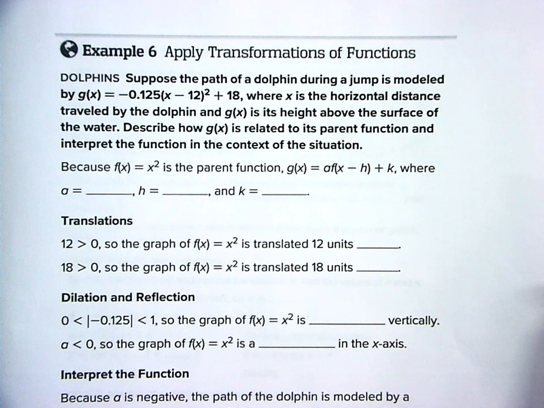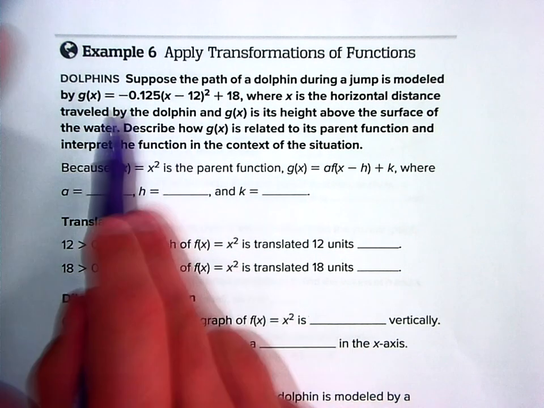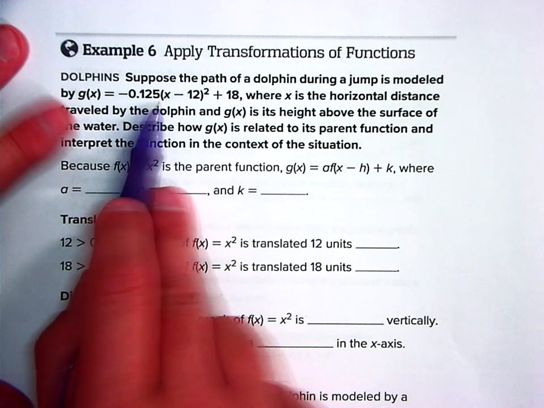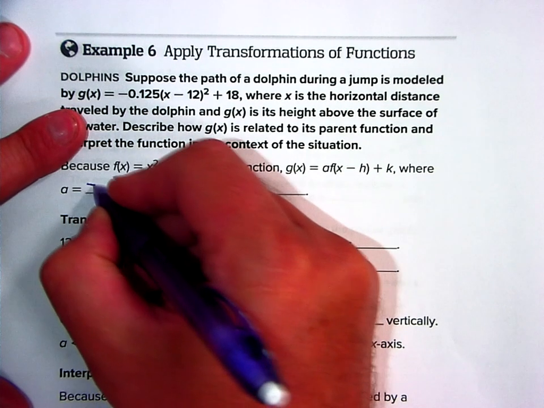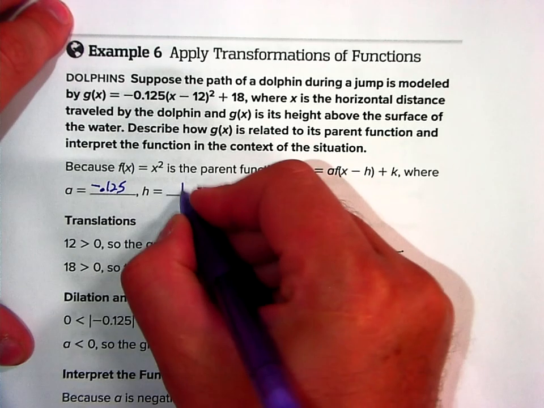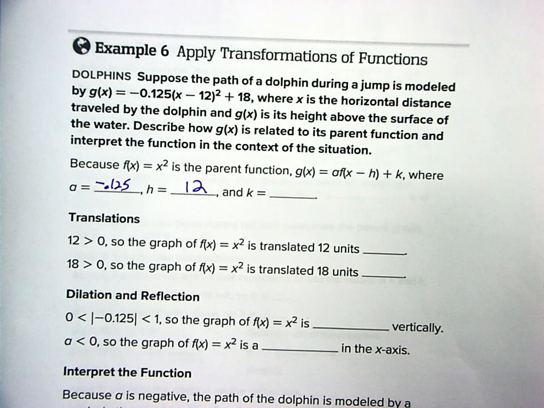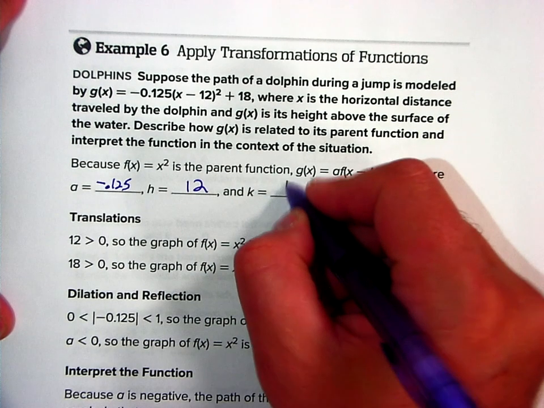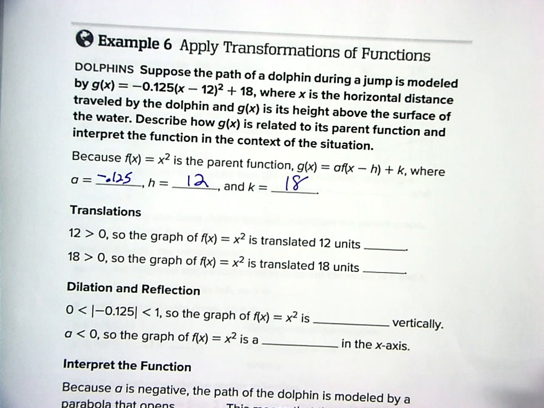X squared is a parabola. Yes, a U-shaped graph. What is my A term? My A term is the number in front of my parentheses. So what's my A term? Negative 0.125 is correct, or 0.125 is correct too. My h is the number in the parentheses. What's the number in the parentheses? Now remember, your formula is x minus. So what is my h value? 12. Thank you. And your k value is the number all the way to the right. That is 18. So far, so good, David?